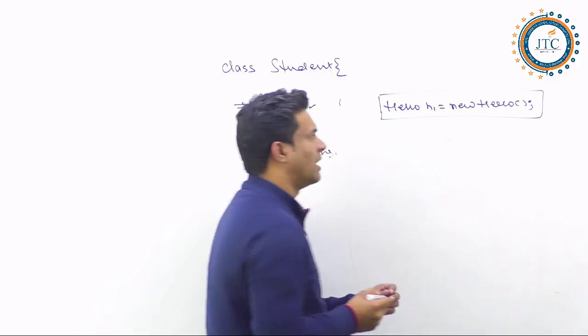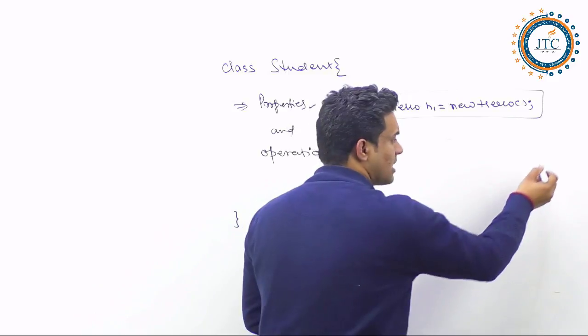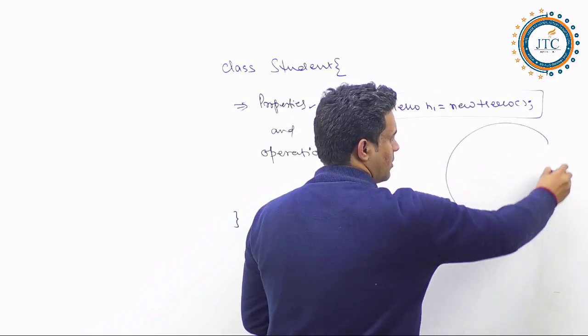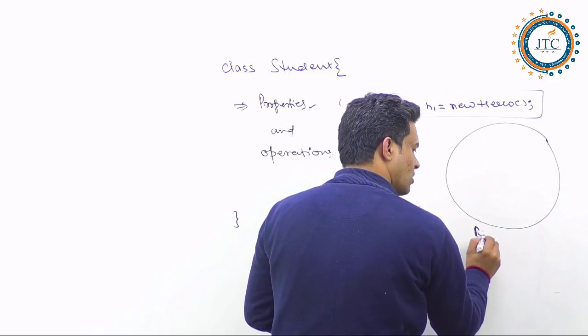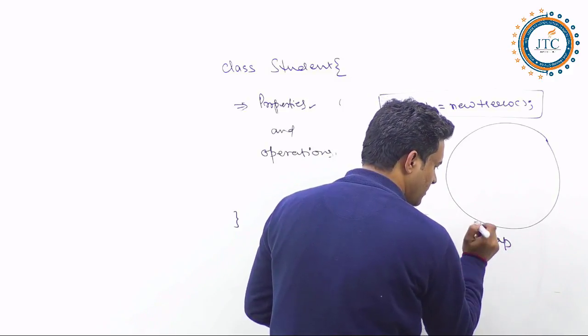This is one class I am writing here. Hello h1 is equal to new Hello. So what will happen? Generally, see, this is one memory, or basically you can call it a heap memory. Later on you will come to know what the heap memory is.